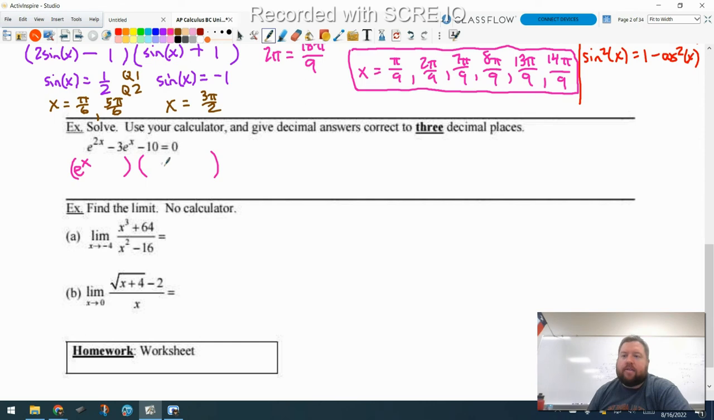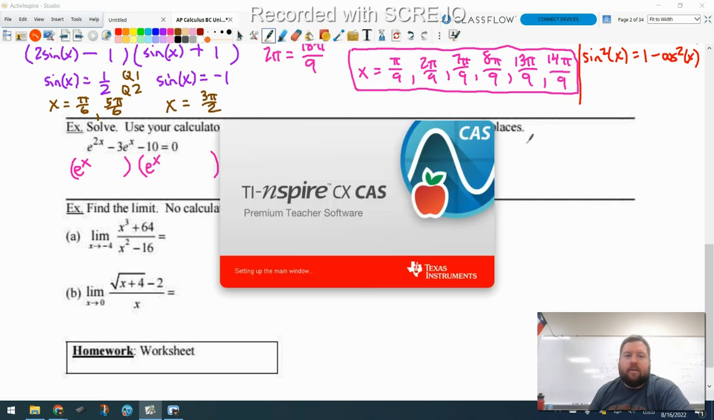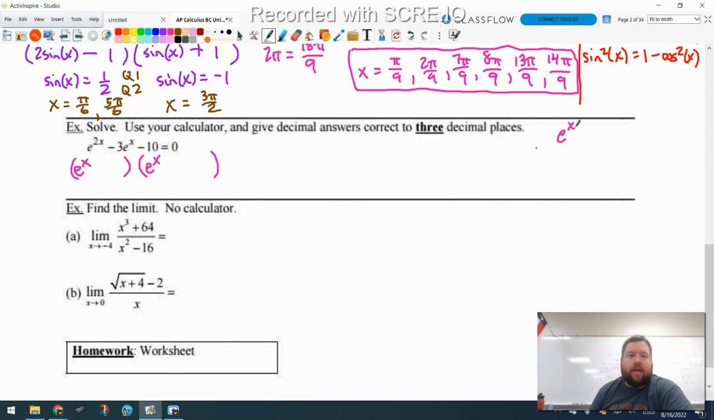We get e to the x times e to the x. Okay, remember, e to the x times e to the x, you add the exponents together. That's e to the x plus x, which is e to the 2x. All right, then we need numbers that multiply to negative 10, add up to negative 3. Should be minus 5 plus 2. All right, that's equal to 0.